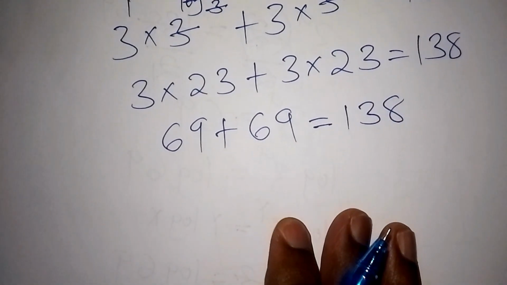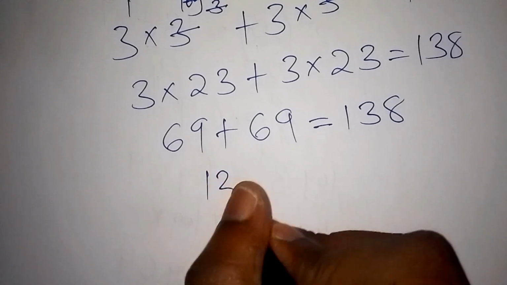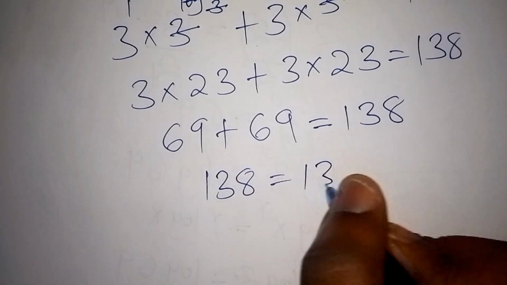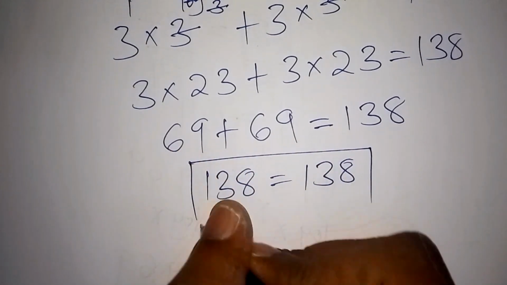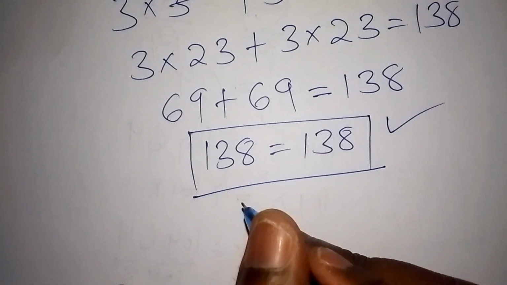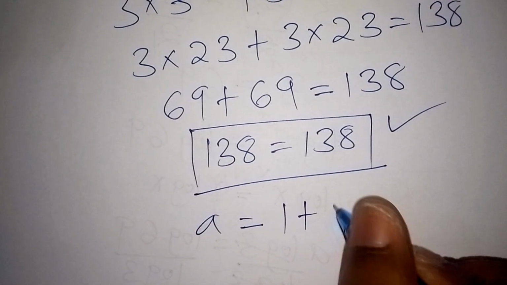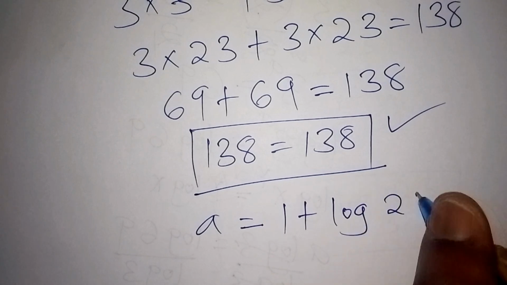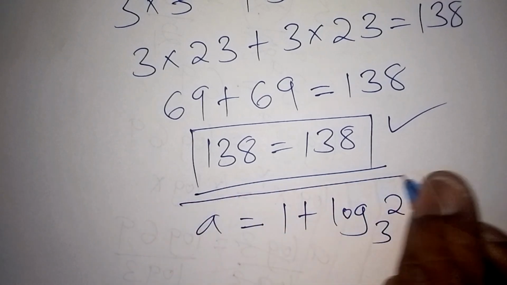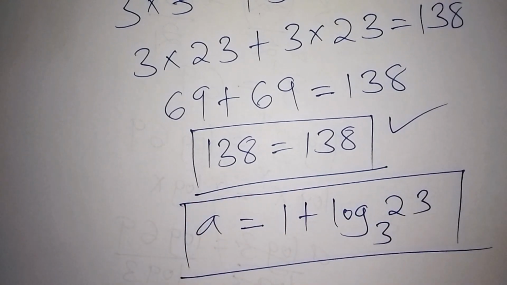So 3 multiplied by 23, we shall have 69 plus 69, and here shall give us 138. So 69 plus 69 is 138 is equals to 138. So means that our answer is very correct. We now say that the value for a is equals to 1 plus the log of 23 to the base of 3. So I hope you've gained something and understood something.